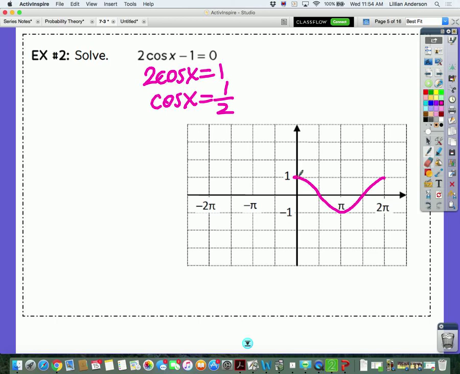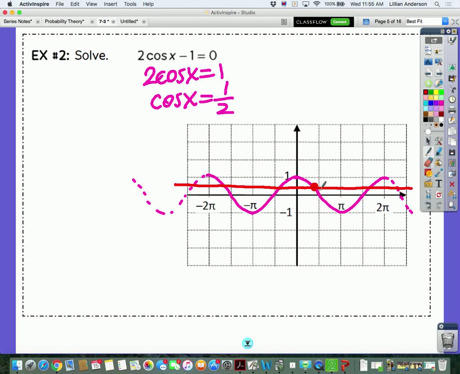What about going to the left? It's reflected, so it goes down, down, up, up. And of course it keeps going, because this is a continuous type of function both ways. We'll graph 1/2. That's again just another horizontal line. How many solutions are there going to be? Infinitely many. So that means you're going to be writing a general solution.